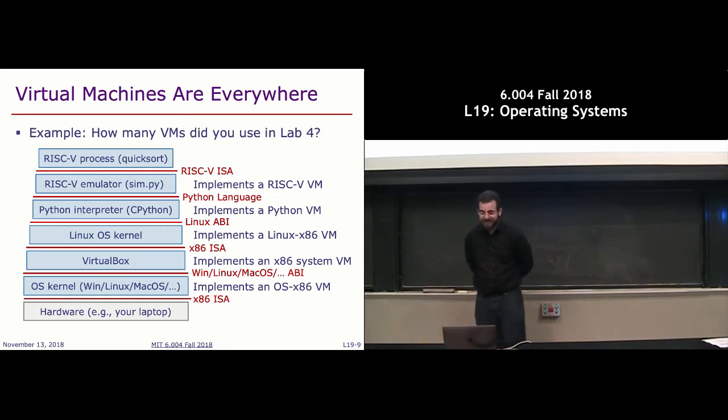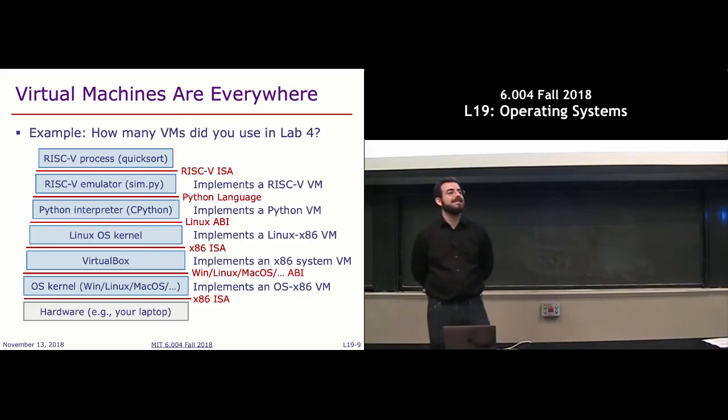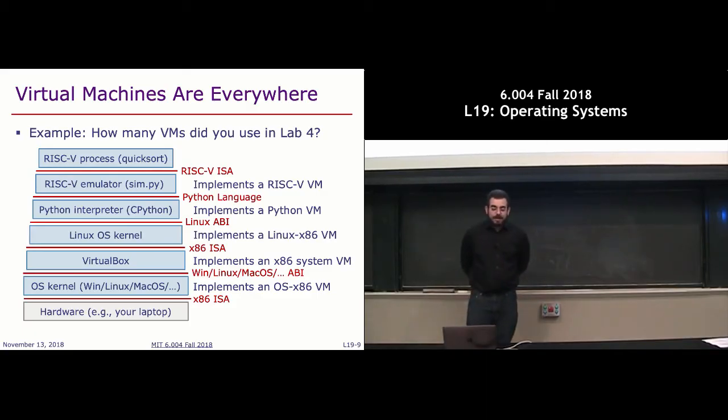5. So this is kind of mind-boggling, right? How many layers of translation from a RISC-V instruction until that actually runs on hardware? Okay, so 2 important things.